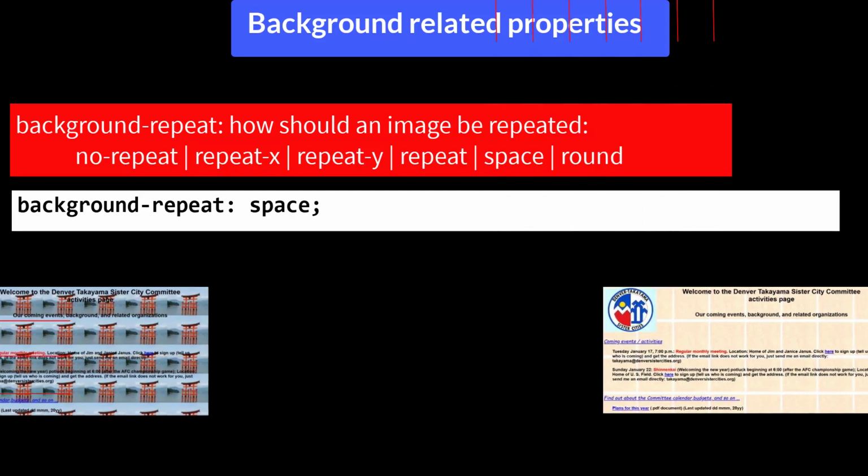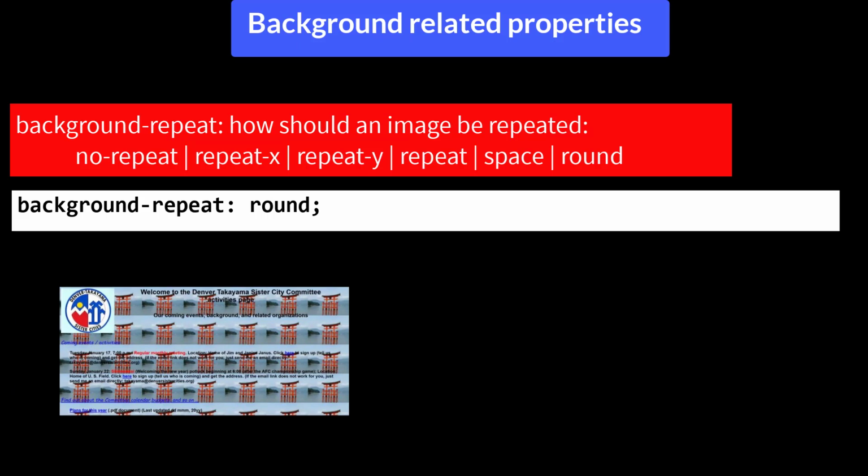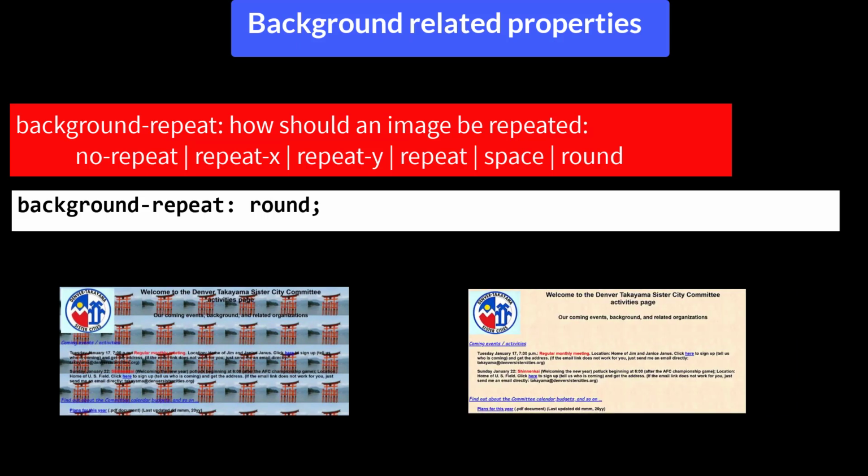The round choice instructs the browser to repeat the image as many times as possible. If this is not a whole number of times, rescale the image so a whole number of repeats does fit evenly. And now with repeat round, the Torii Gate looks this way and the pattern looks this way, which is the same as if we had said repeat.